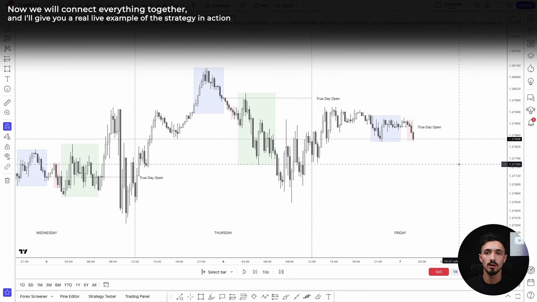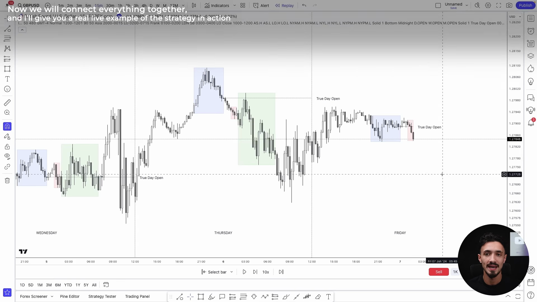Okay, so now we're going to tie everything together full circle and cover what we've just learned and apply it to the live markets with a real life trade example. So step number one, and the most important thing, and the reason that most people get liquidity wrong, is context.